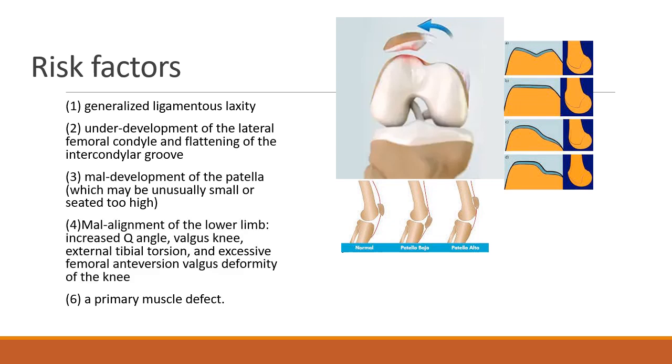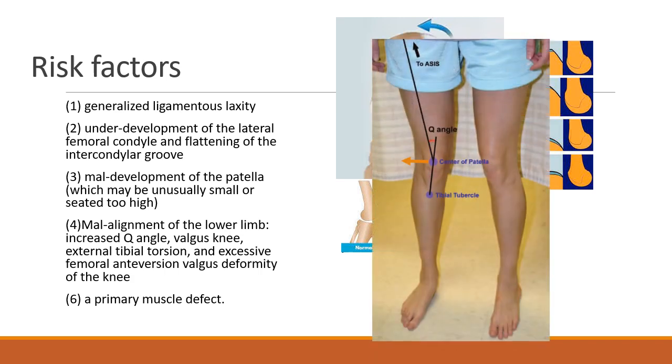Malalignment of the lower limb that increases the Q angle. The Q angle represents the pull on the patella, the vector pull of the patella laterally. It is formed by a line intersecting the patella and the patellar tendon to the tibial tubercle, and another line that forms the pull of the quadriceps muscle from the center of the patella to the anterior superior iliac spine.